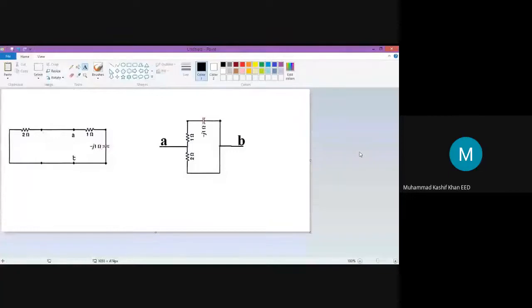Is this painting visible to you? Yes, sir. Now, this is the same diagram from the circuit, and I have redrawn it like this. Now you can clearly see that the 1 ohm resistor and the capacitor are in series, and this 2 ohm is in parallel to these two elements. Now it is clear to you.